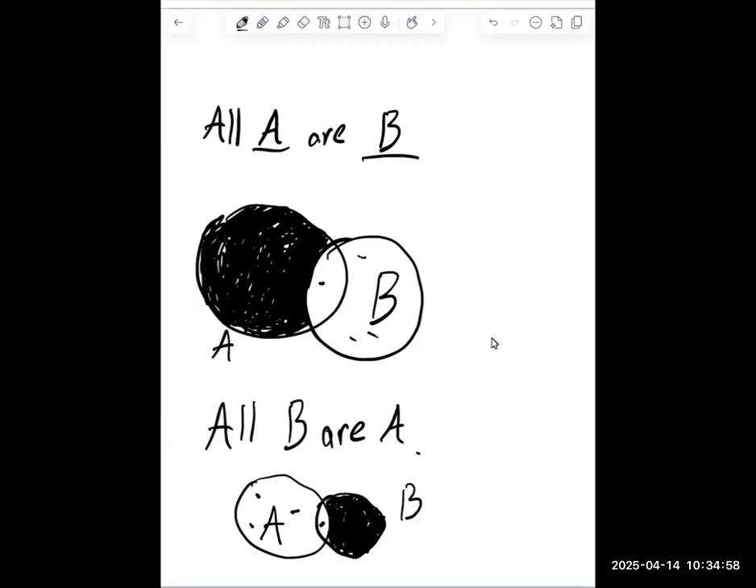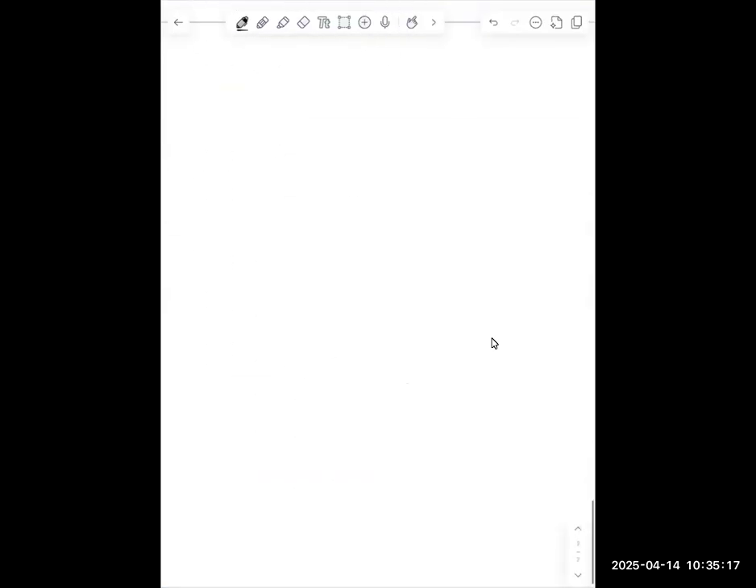If I say all cats are mammals, well, that's true, right? All things in the cat category are going to be in the mammal thing. But if I say all mammals are cats, that's obviously not true. There's lots of different kinds of mammals. With all statements, the order matters. But with our universal negative, the no statements, the order does not matter.